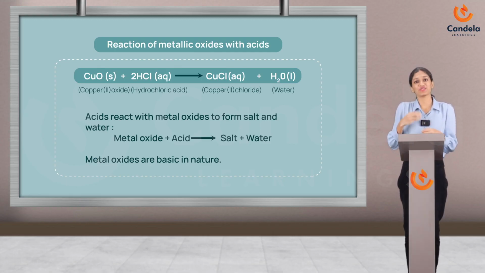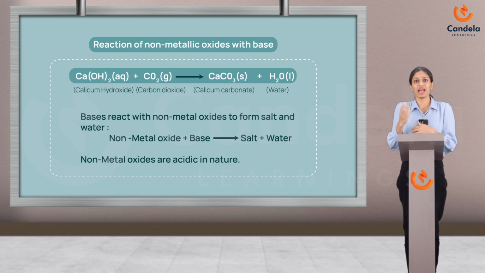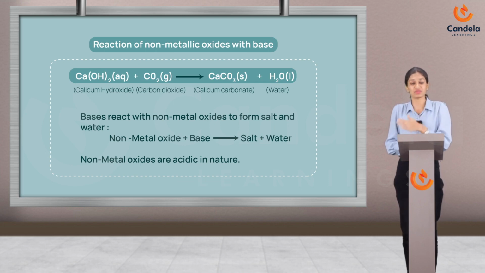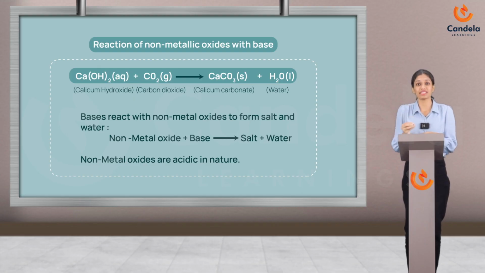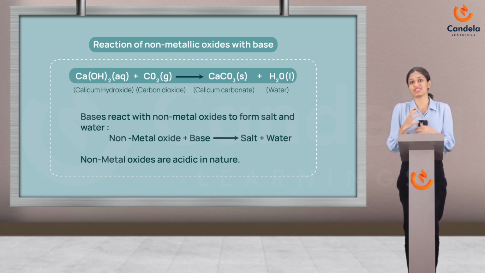Now, what about the reaction of a non-metallic oxide with a base? As a non-metallic oxide, let's take carbon dioxide, and as a base, let's take calcium hydroxide. When calcium hydroxide reacts with carbon dioxide, it gives calcium carbonate and water, that is, a salt and water. Are you familiar with this reaction? Okay, this is similar to the neutralization reaction. We can confirm that when a non-metallic oxide reacts with a base, it gives salt and water. Thus, we can conclude that non-metallic oxides are acidic in nature.